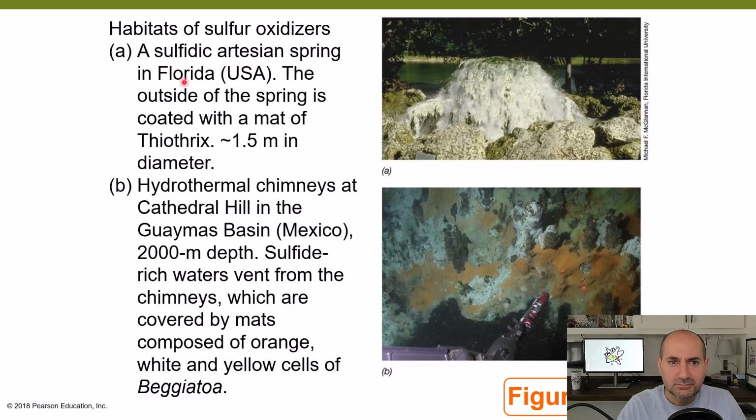Again, you're going to find these sulfur oxidizers in places like this sulfidic artesian spring in Florida. You can find them in these hydrothermal chimneys at Cathedral Hill in Guaymas Basin, in Mexico. You're going to find these types of sulfur oxidizers any place where you can find rich sulfur springs, sulfur vents.